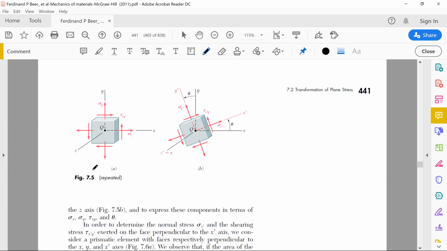The assumption is that sigma z is 0, resultingly tau xz and tau yz equal 0, and you are left with only sigma x, sigma y, and tau xy values, right? Now we are transforming this; this is x and this is y. We are transforming to x prime and y prime. This is the new coordinate axis that exists at a particular angle theta from the reference of the x and y axes.